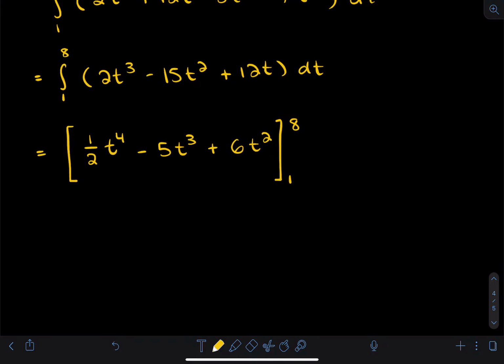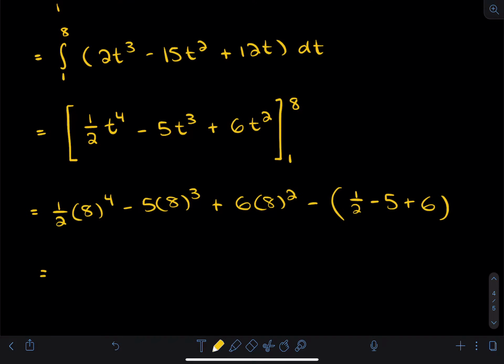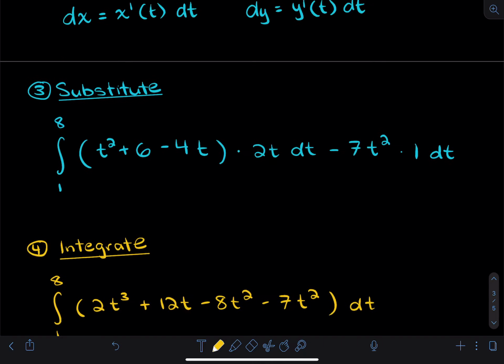And now it's very simple. We just want to plug everything in and evaluate it. So we have 1/2 times 8 to the 4 minus 5 times 8 to the 3 plus 6 times 8 to the 2, minus, remember, we're subtracting the lower bound, 1/2 minus 5 plus 6. Now if you work that all out, which you can do and multiply it together, you'll get negative 129.5. And that's the answer to this question.